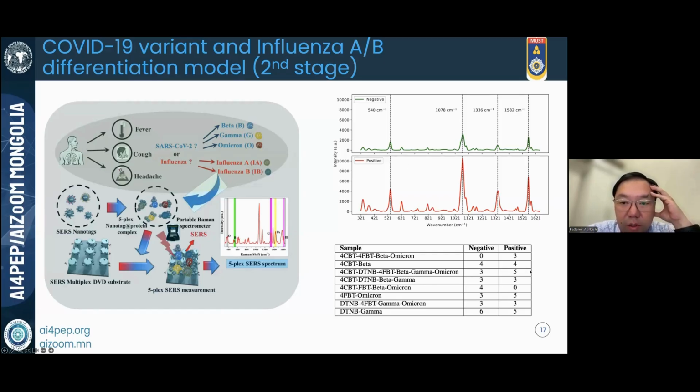Here, positive and negative. This table shows the number of the samples. We collected 54 spectra, and 28 were positive and 26 were negative. So it's classified by the variants.